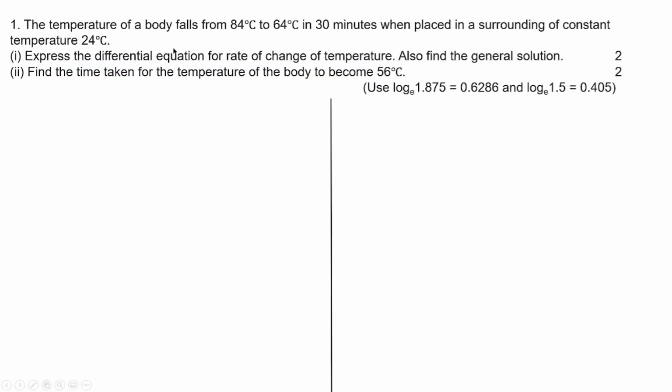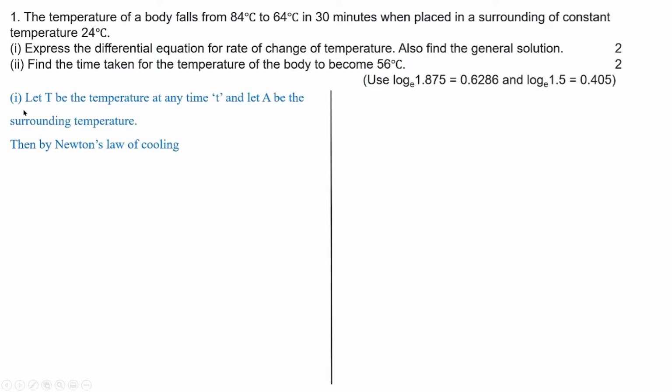The temperature of a body falls from 84 degrees Celsius to 64 degrees Celsius in 30 minutes when placed in a surrounding of constant temperature 24 degrees Celsius. Express the differential equation for rate of change of temperature. Also find the general solution. Find the time taken for the temperature of the body to become 56 degrees Celsius. Similar questions can be expected for 4 marks. The first subdivision carries 2 marks and the second subdivision carries 2 marks. Now let us go about with this question.